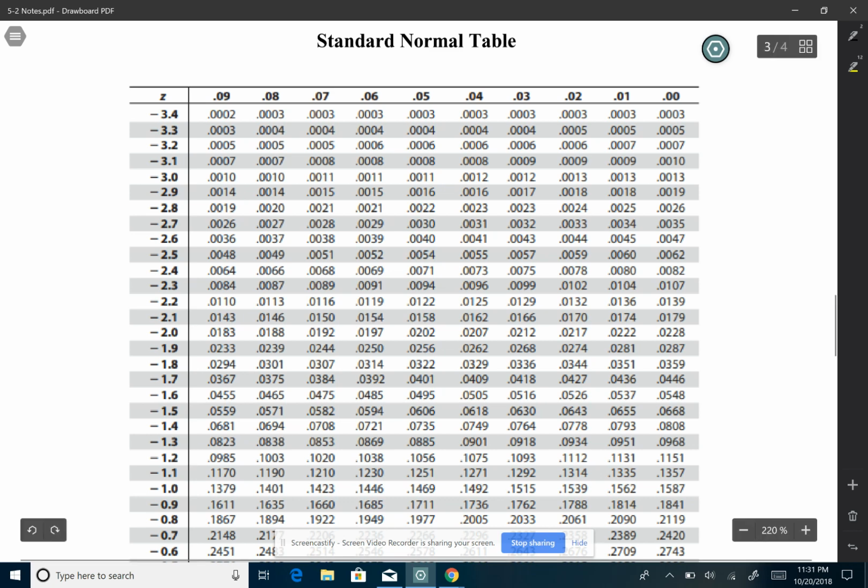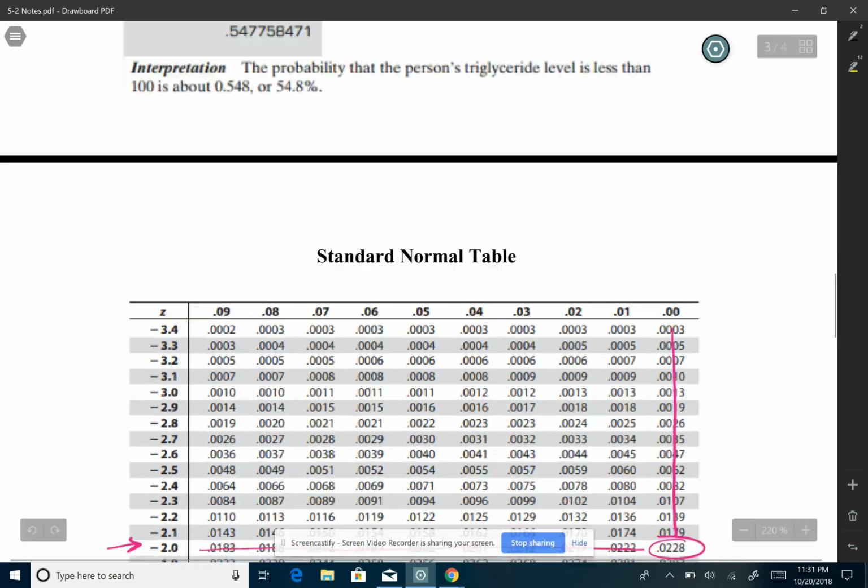So I'm looking for a z-score of negative 2. I'm going to go down to z equals negative 2.0 right here, and I want it to be 2.00. So I'm going to go all the way across to the 0 column, and when I do that, I get 0.0228.